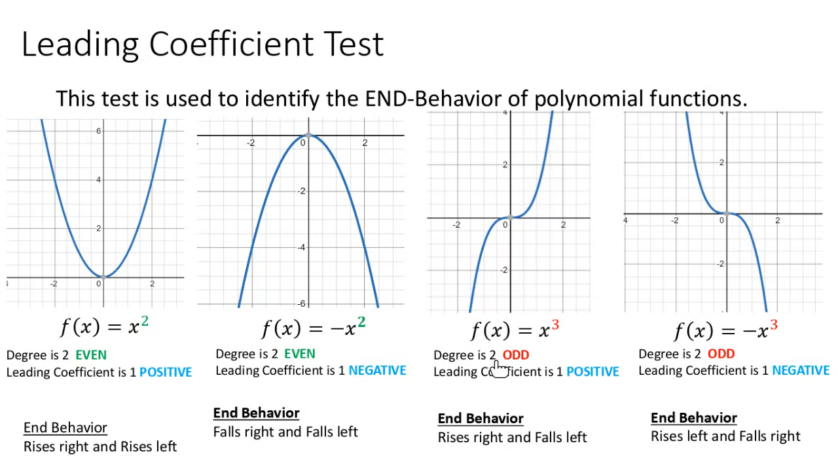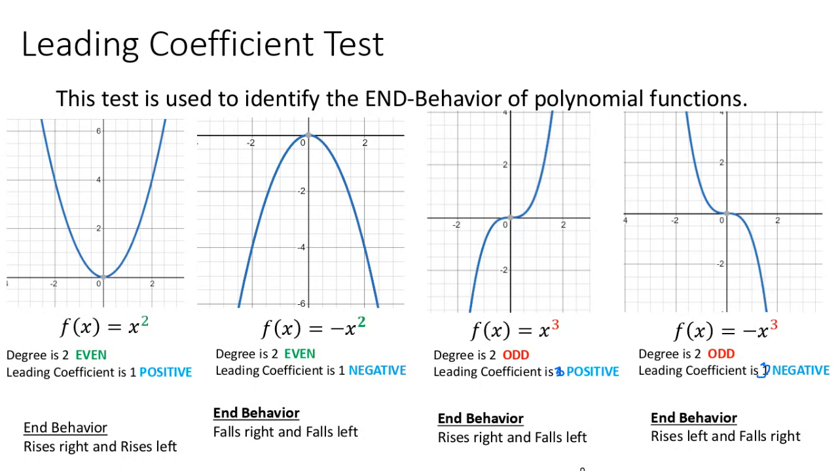If your degree, this should say 3, if your degree is, in this case, 3, is odd, and your leading coefficient is positive, the behavior is going to rise to the right and fall to the left. And then on this side, the degree is 3 also, which is odd. And so what that means is that if you have an odd and it's negative, it's going to rise to the left and fall to the right.